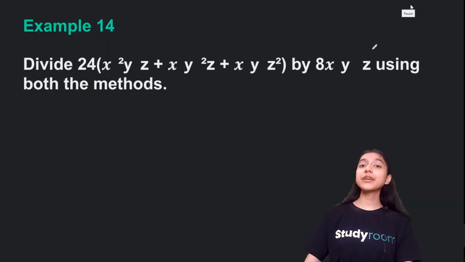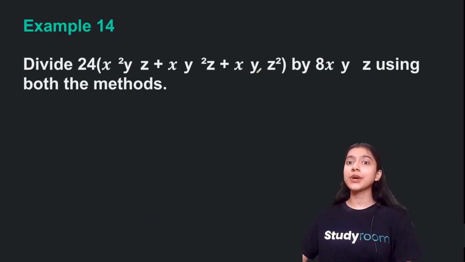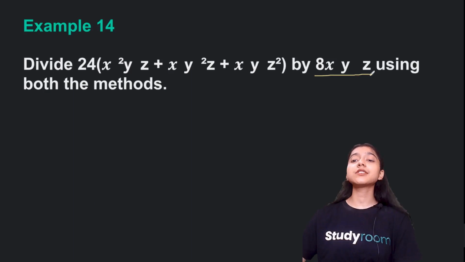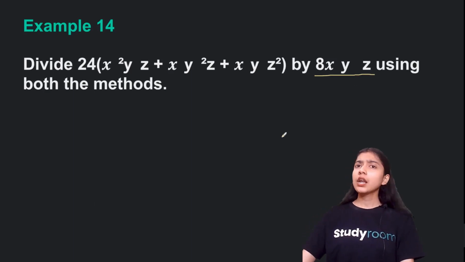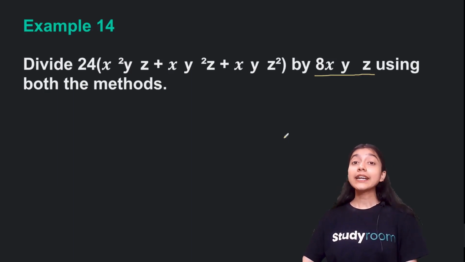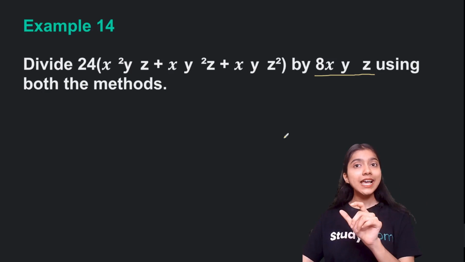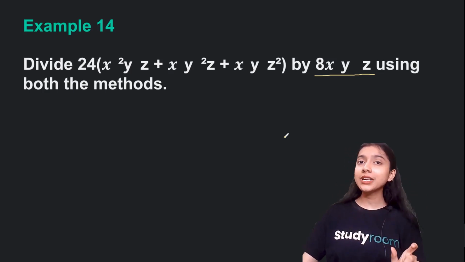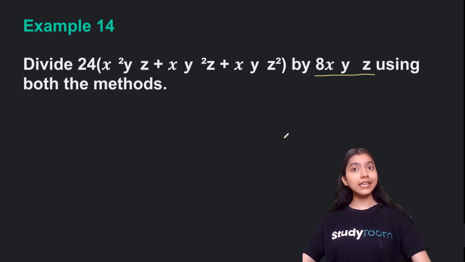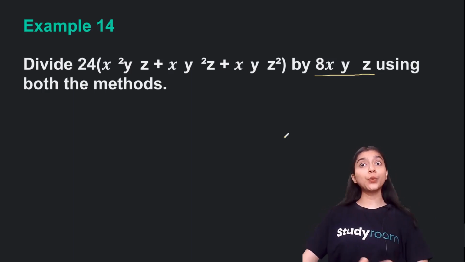The next problem that we have over here is: divide 24x square yz plus xy square z plus xyz square by 8xyz using both methods. Now what do you mean by both methods? By both methods, they mean that the first method is to break this polynomial into monomials, and then we have to do monomial division. Or we can do the second method, that is the method of common factor. And then I'll be showing you both the methods.